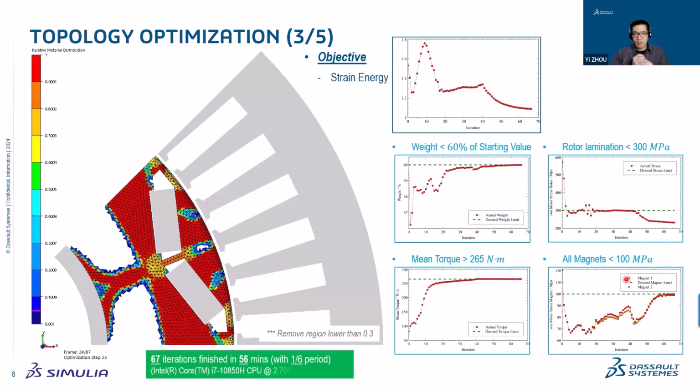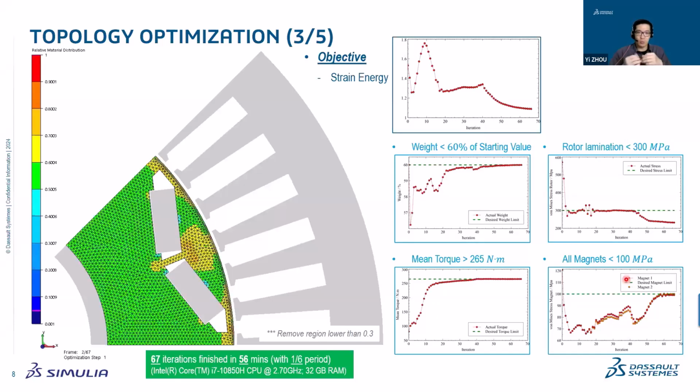I would also want to mention that this optimization has 67 iterations, so it will finish in 1 hour because we only optimize torque. So maybe one of the 6 periods will be enough. What does this mean? This means after 1 hour, you will get an optimized design from topology optimization with a much reduction on the weight. So this would be the benefit, the most charming thing for this topology approach, for this non-parametric optimization approach.